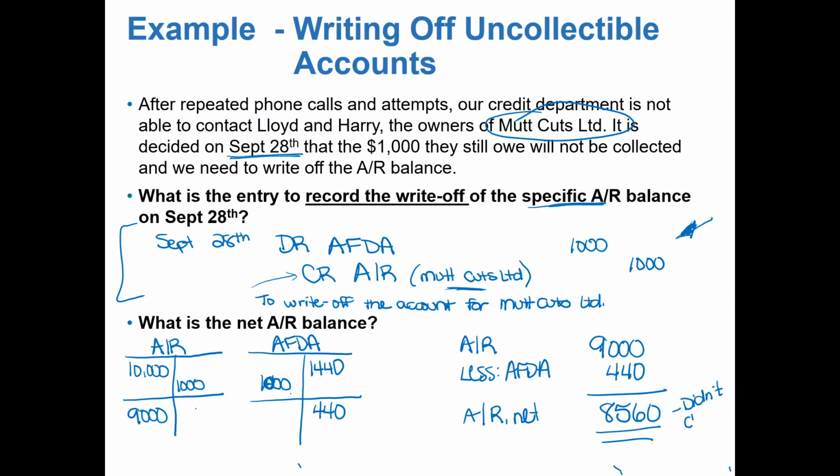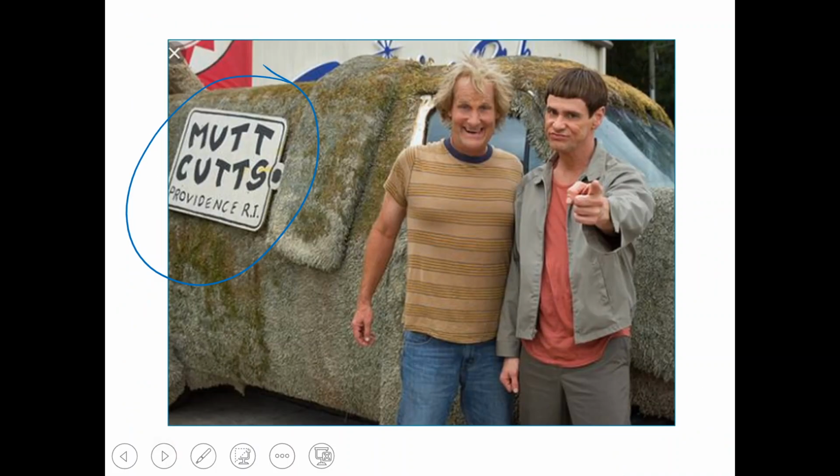So this didn't change. And that's because we're not booking any new kind of expense. We're just moving these amounts. So we figured out who can't pay. So we take it out of AR and we take it out of AFTA. So each of these amounts got decreased, but by the same amount. So that gives us the resulting same amount in net AR. And that will always be the case when you're writing off.